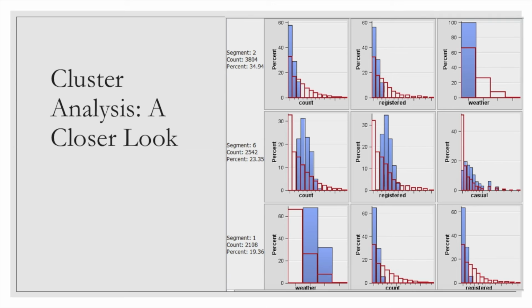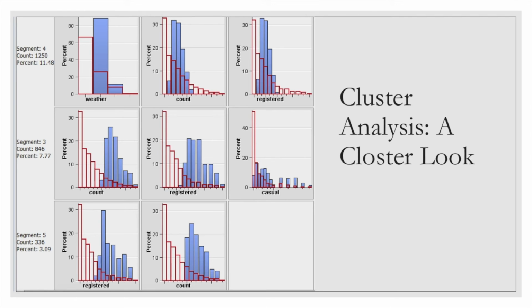Our third largest segment, segment 1, has a count of 2,108 and makes up 19.38% of the data. Its most important variables include weather, count, and registered. A few responded to the weather, and the distribution among the variables tends to be average as well. A few responded to the count, and the value of these segments is below average. The same applies to registered.